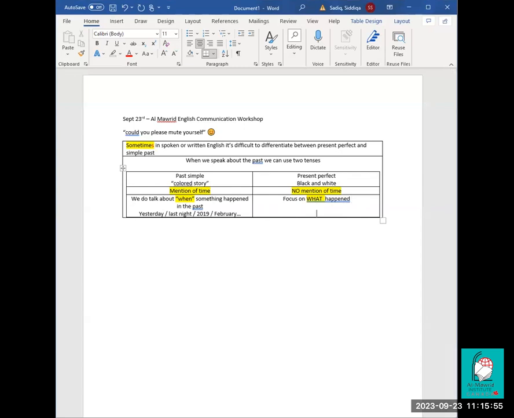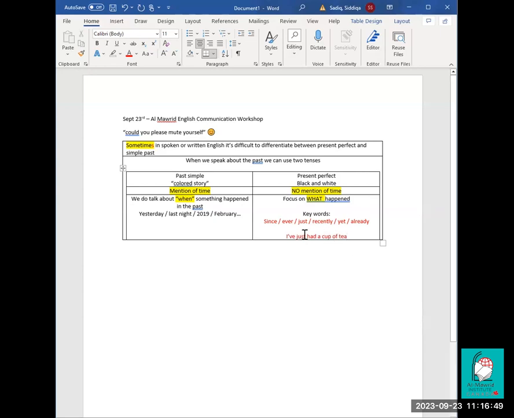The keywords for present perfect are since, ever, just, recently, yet, already. These are very black and white words. If I tell you something like, I have just recently had a cup of tea, you don't really know when I had a cup of tea, because that's not what I'm telling you. The focus is on having had a cup of tea. So if I say I've just had a cup of tea, the focus is having the cup of tea.